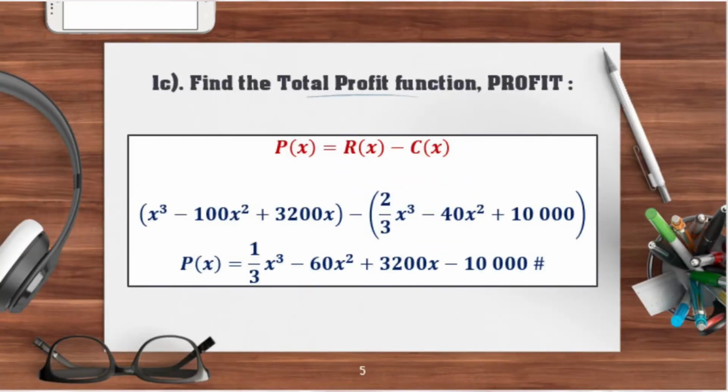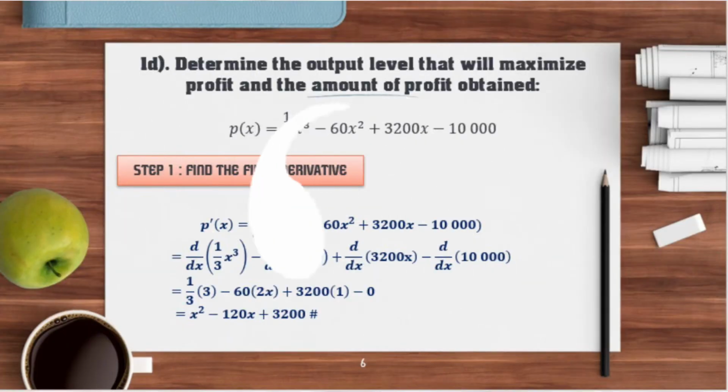Question 1c. Find the total profit function. We will use the formula revenue minus cost. After calculating it, we will get the total profit function, which is 1/3 x cubed minus 60x squared plus 3,200x minus 10,000. Question 1d. Determine the output level that will maximize profit and the amount of profit obtained.